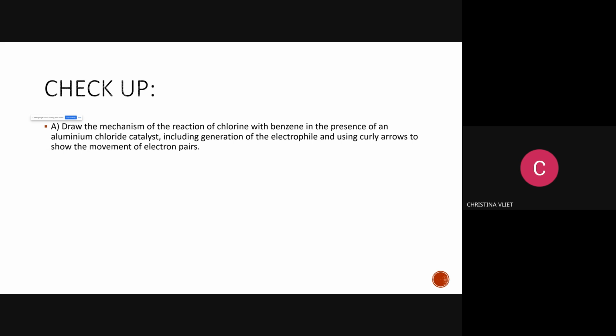All right, let's try this again. This time I'm going to work through it without showing the ring. I'm going to show it with the 3 double bonds so you can see how it would be done that way. So this is going to be chlorine with benzene in the presence of aluminum chloride catalyst. The overall reaction is we have to go from here to here. That's what we need to do. So the question is, how do we get there? What's the mechanism for this?